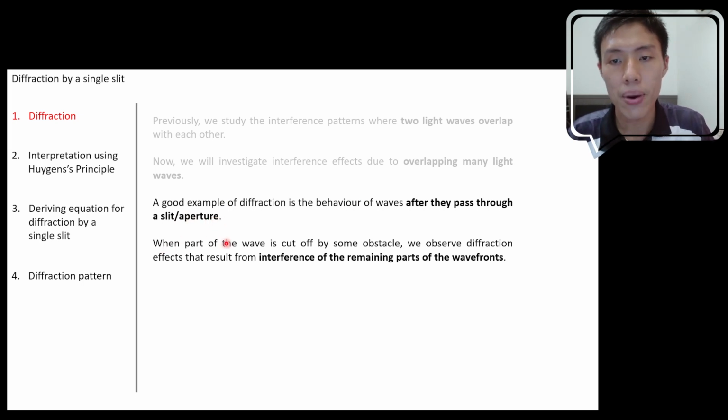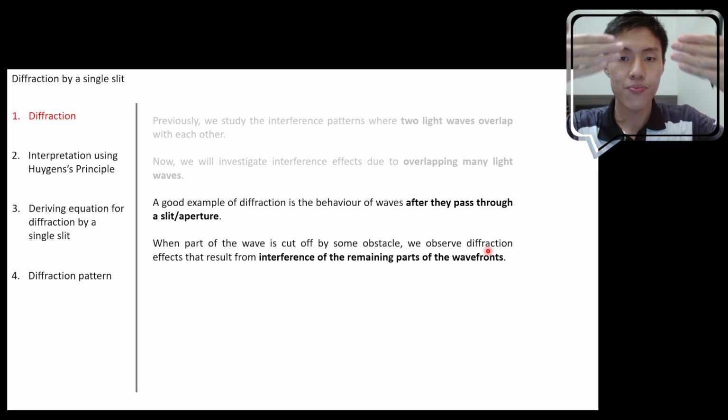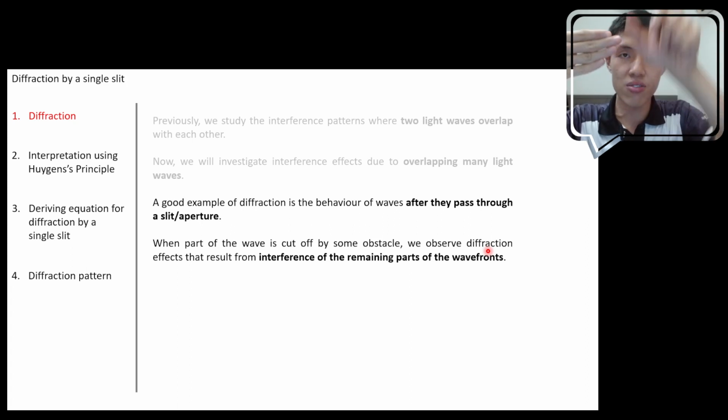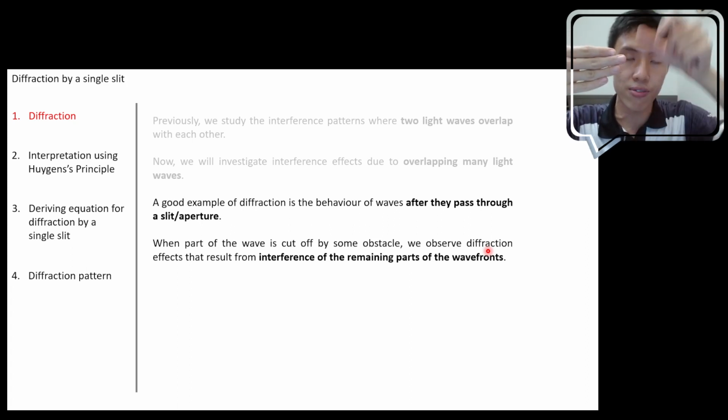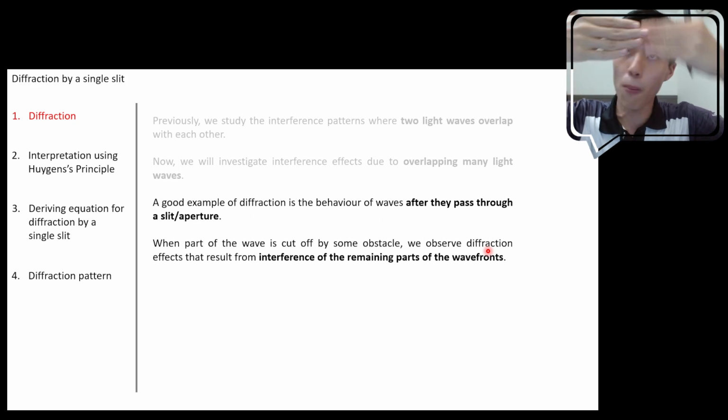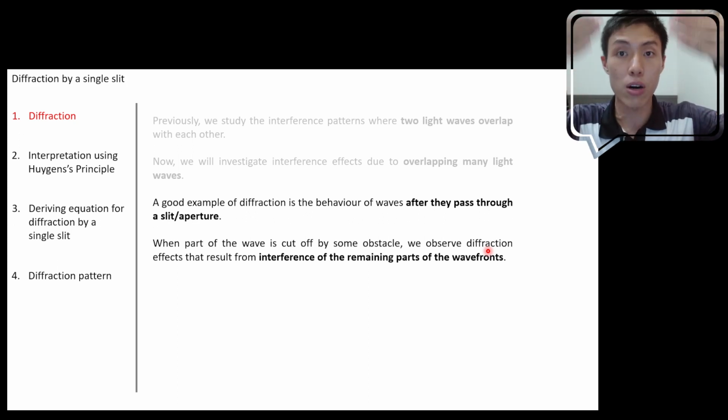When part of the wave is cut off by some obstacle, we observe diffraction effects that result from the interference of the remaining parts of the wavefront. So if we have a slit, it is basically a whole piece of opaque object, but with a single region which you leave open for waves to pass through. That opaque board here will be our obstacle.